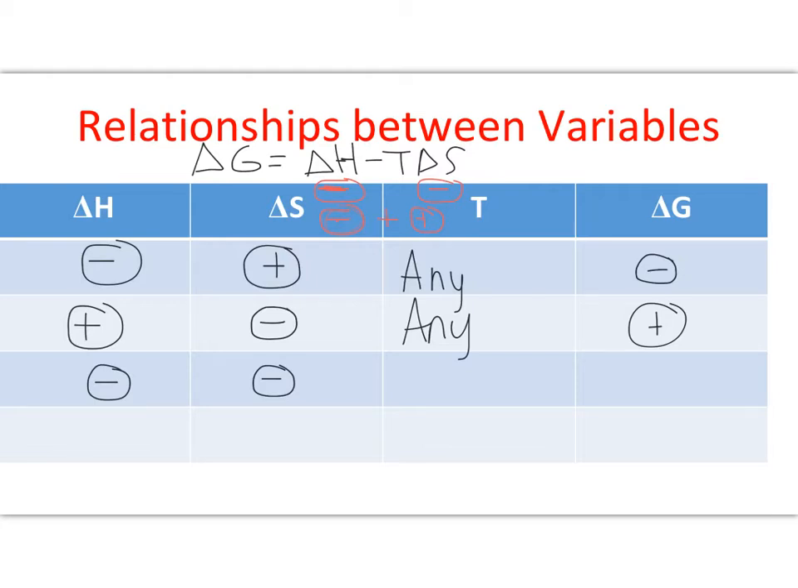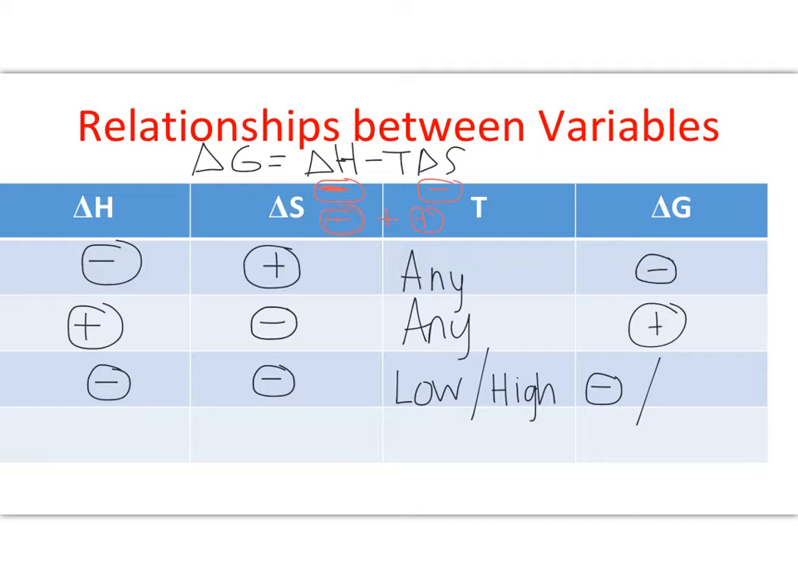So if you want your delta G to be negative, then we need the temperature to be low. Because a low temperature will lead to that situation in which T delta S is going to be a smaller value numerically than the delta H value, and that will lead to a negative delta G. However, at a high temperature, all of which are positive because we're dealing with Kelvin temperature here.